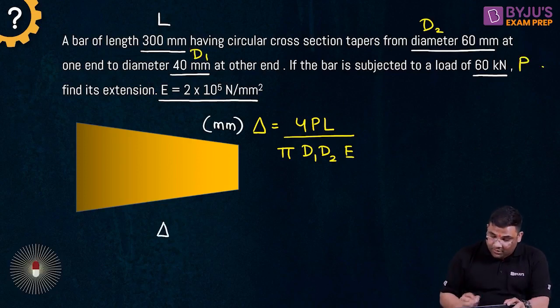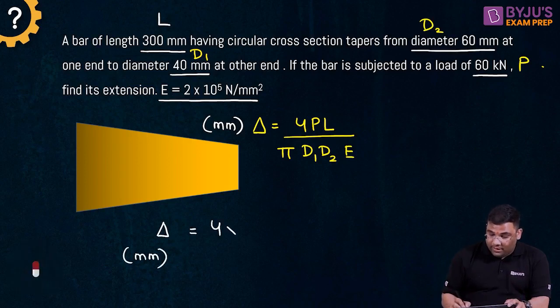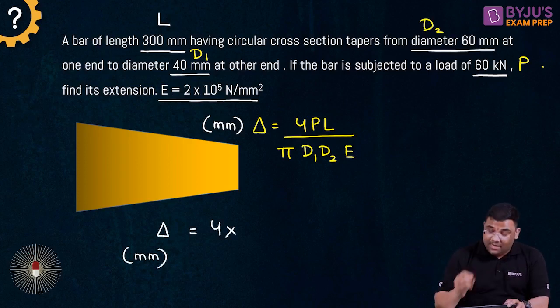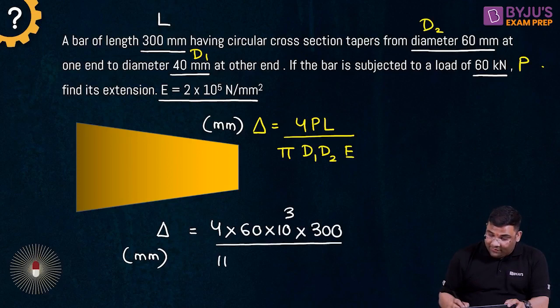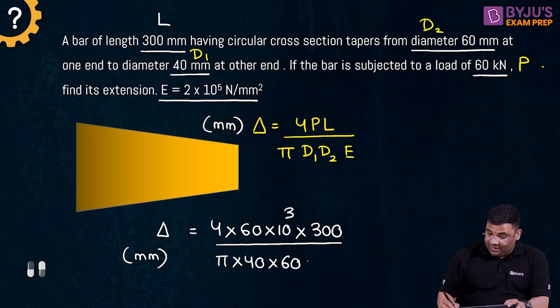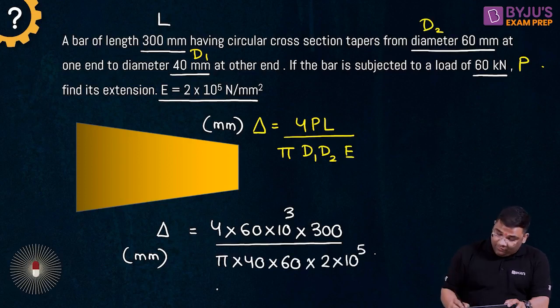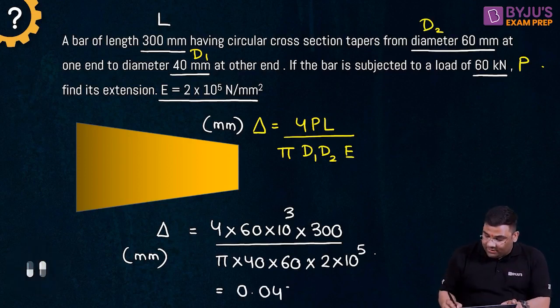So your deformation in mm will be equal to how much? 4, in place of P, it is 60 kilonewton. You can write 60 into 10 to the power 3 Newton. The length is 300 mm, divided by pi. D1 is 40, D2 is 60, and E is given as 2 into 10 to the power 5. You can calculate this value yourself. I have already calculated it, and the value is 0.047 mm.